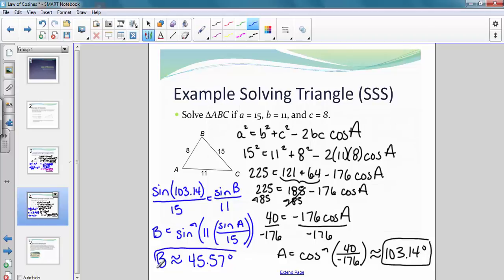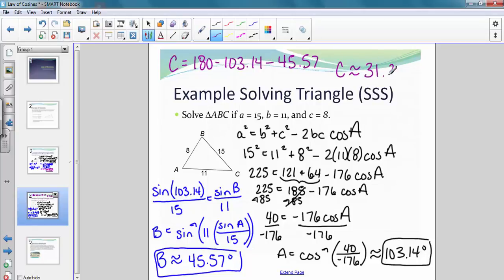All right, so now all that's left is to solve for angle C, and that's going to equal 180 degrees minus angle A, which is 103.14, and then minus angle B, 45.57 degrees. So we get angle C is approximately 31.29 degrees. And again, to find angle C, you could have used the law of cosines or the law of sines. It's really just dependent upon what you're more comfortable using.